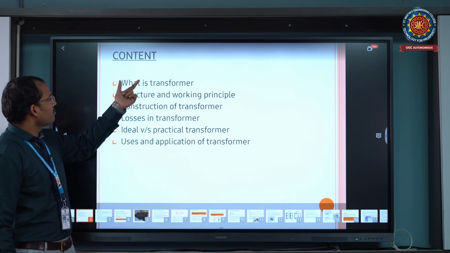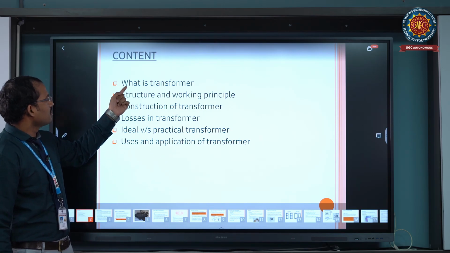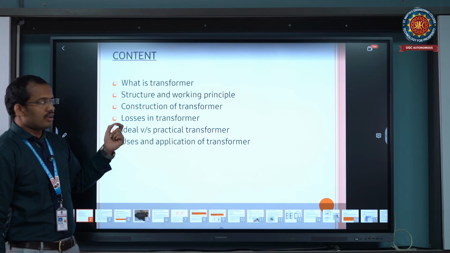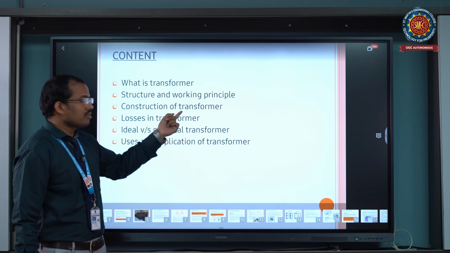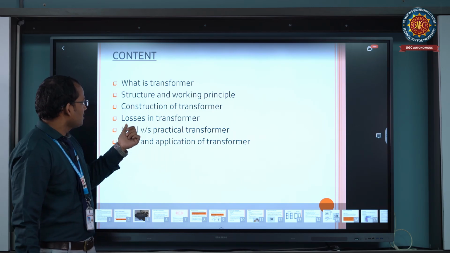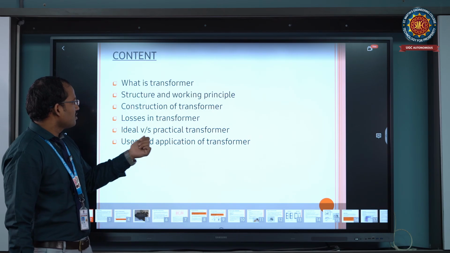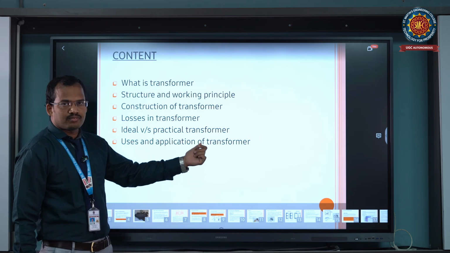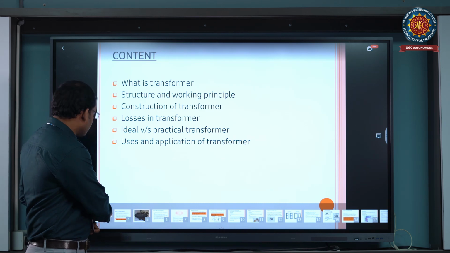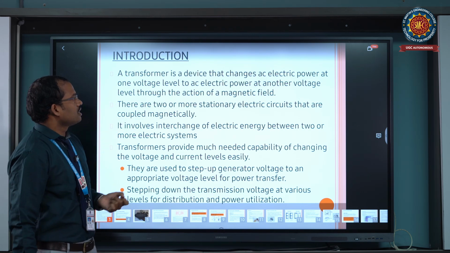So first of all, we will discuss these topics: what is a transformer, the structure and working principle of a transformer, construction of a transformer, losses in a transformer, ideal versus practical transformer, and uses and applications of a transformer. First, we discuss the basic introduction of the transformer.